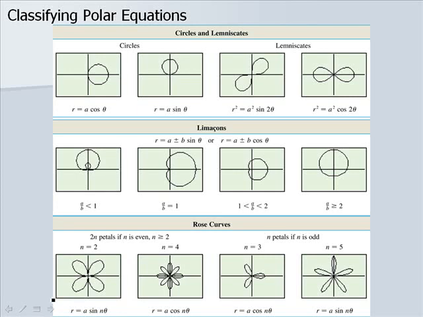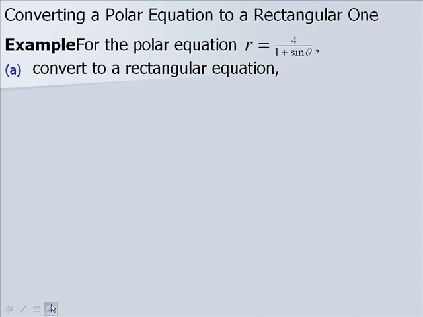Here are the different ways we can classify polar equations. We have circles, which are clear, lemniscates, which look like 8s, basically, limacons, which sort of look like lima beans, if you look at them, and then rose curves, which look like different kinds of flowers.